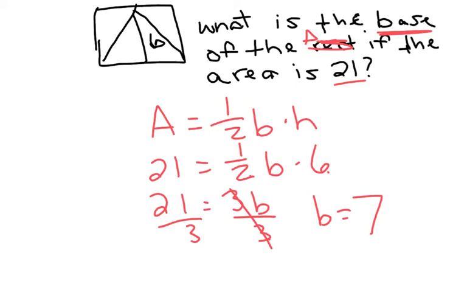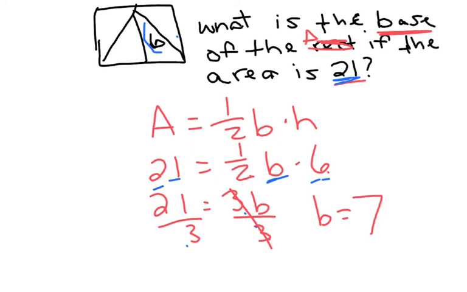So area equals 1/2 base times height. We just take this 21 here, put it here for area. 1/2, that stays the same. Base we don't know, so we leave that as B. 6 we know from the picture they gave you, that's 6. So you do 21 equals 1/2 the base times 6. 1/2 times 6 is 3, and then you just divide both sides by 3, and B equals 7.